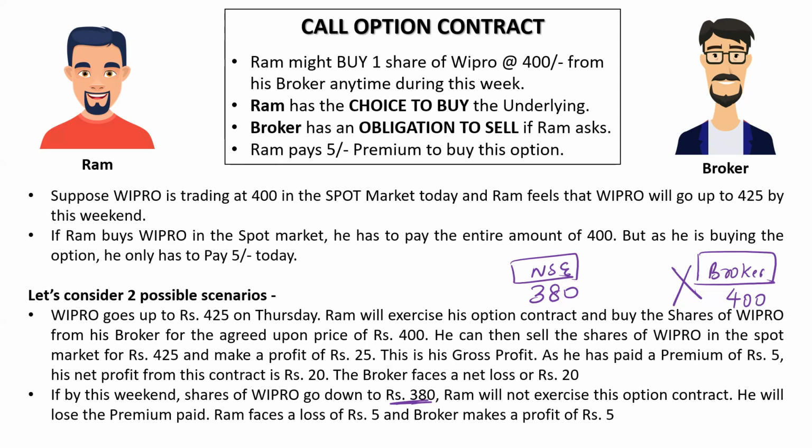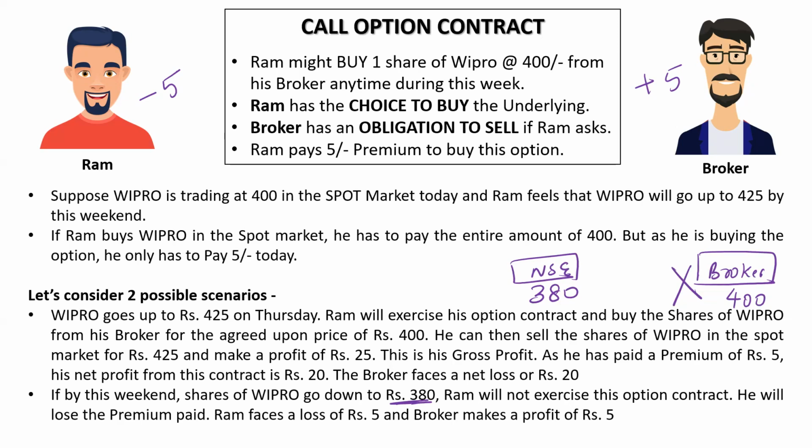That means he is not going to buy the share from his broker and the week is already coming to an end. So there is no scope that, let's say, the prices are going to go up. The prices are going down continuously. So because he is not exercising this option contract, what will happen? He has paid a premium of 5. He is going to lose the money that he had paid in order to enter into this contract. So he is going to lose the premium paid. The broker, on the other hand, is going to get to keep the 5 rupees that he has received because Ram is not going to exercise his contract.